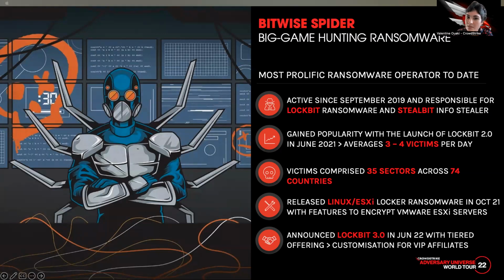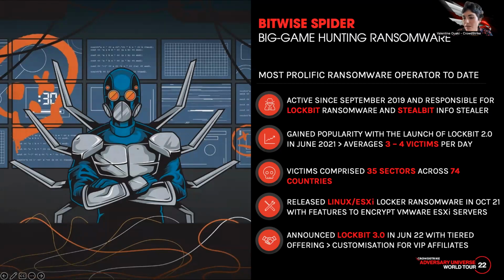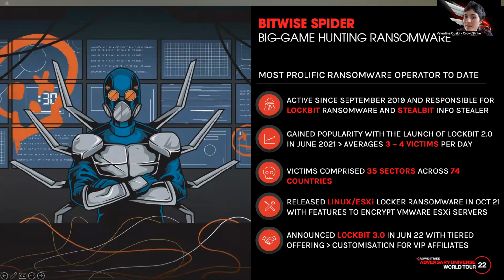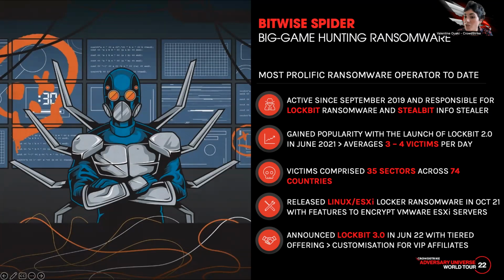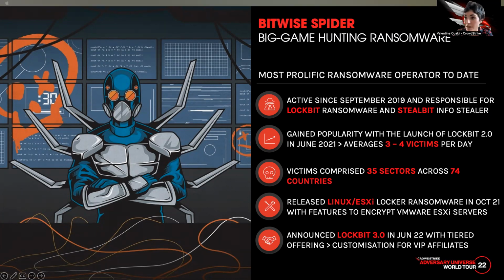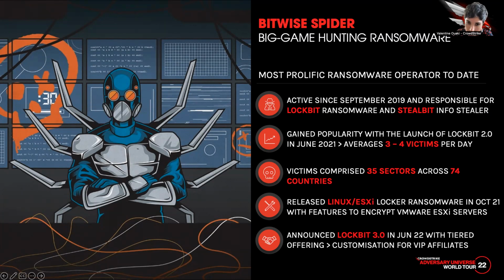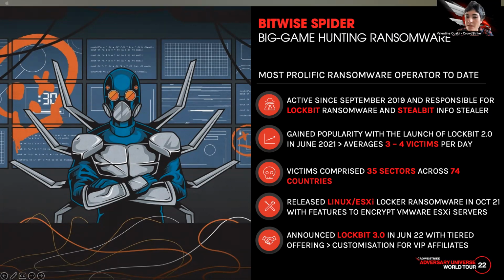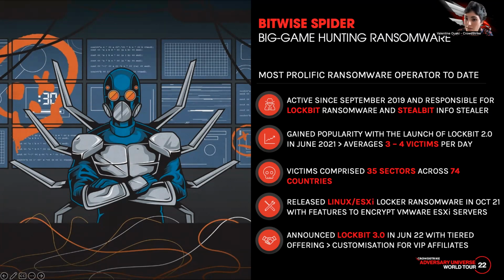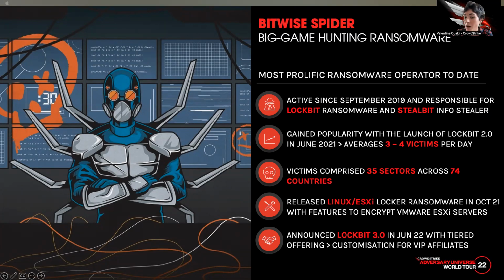They also maintain a dedicated leak site where they correspond with victims. They leak their data if the ransom isn't paid. And they also have their own information stealer malware, called StealBit, which allows them to exfiltrate victim data. LockBit also affects a large range of sectors and countries, but they mainly focus on large organizations.